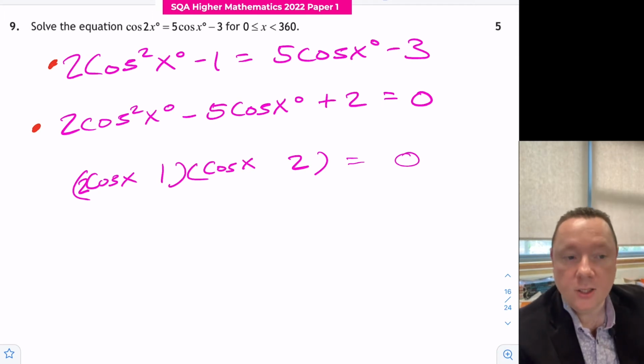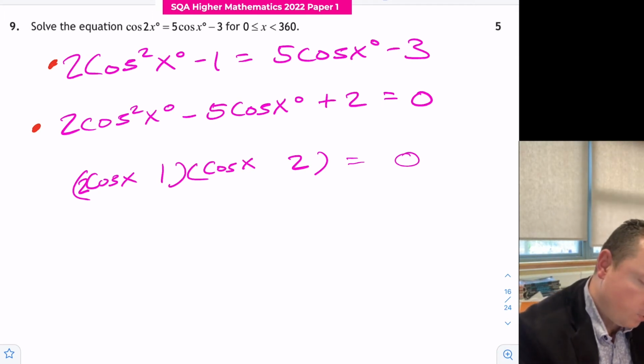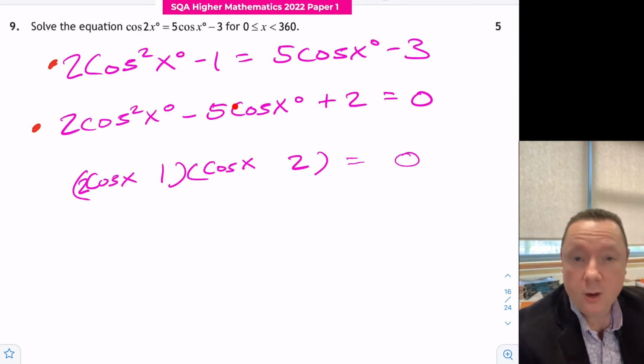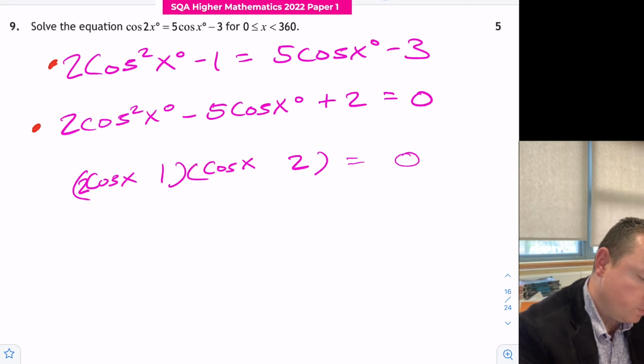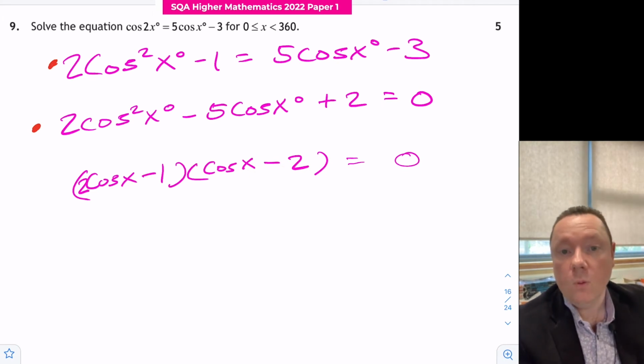And then getting our signs round the right way. It's a positive at the end, so we either have to be both negative or both positive, and an easy way to work that out is the middle term's negative, so we're both negative. So there we are. We get a mark for working that out.